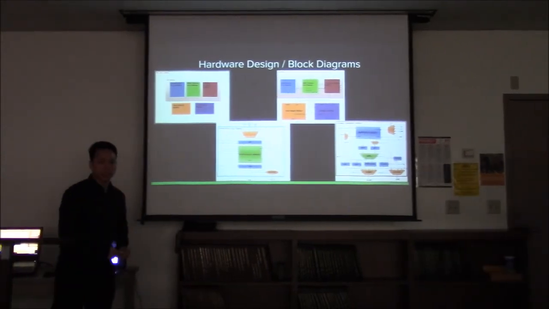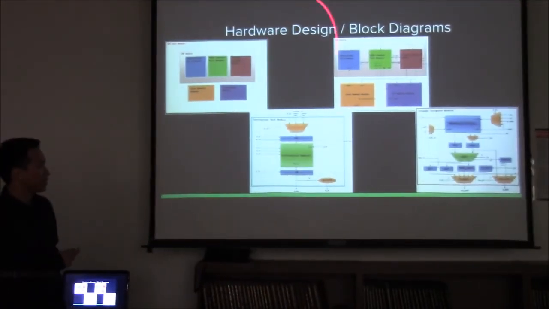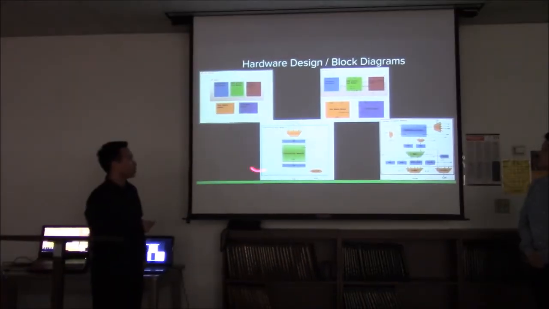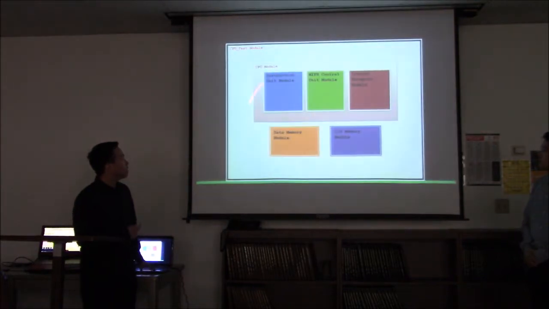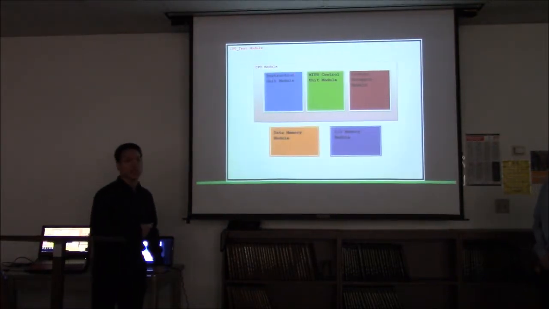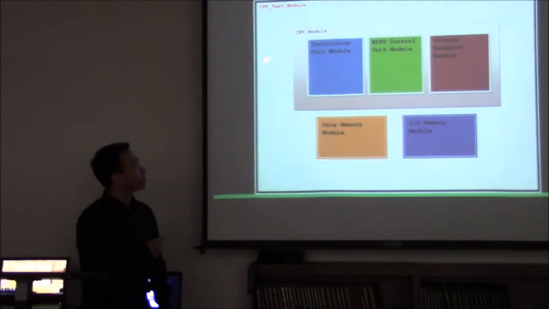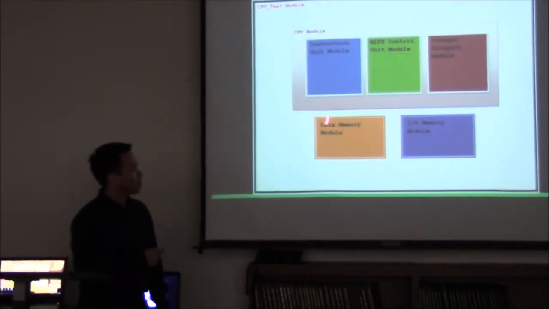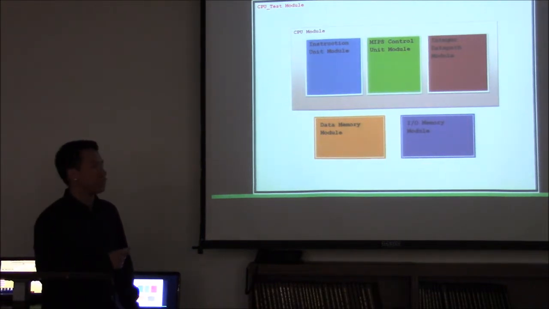Now we'll talk about the hardware design of our GND processor. And these are basically just the hardware design block diagrams right here. We're going to zoom into this one. The CPU test is the top level wrapper module of our GND processor. It instantiates the CPU module and the data and the I/O memory modules. And inside the instruction unit, there's also the instruction memory module.